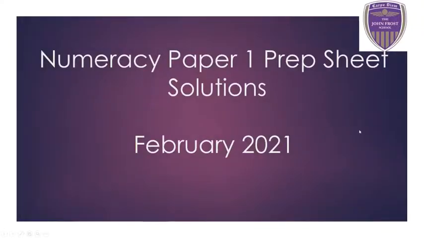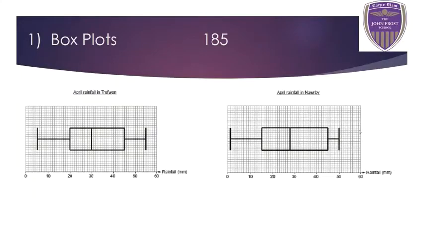Okay, these are the solutions to the numeracy paper 1 preparation sheet posted today, so that you could check over your work and make amendments where necessary. So the first question shows the rainfall in two places in Wales. One is a town called Trefwen, and the other one is a town called Newbury. This was in April 2016, and they've given us two box plots to show this data.